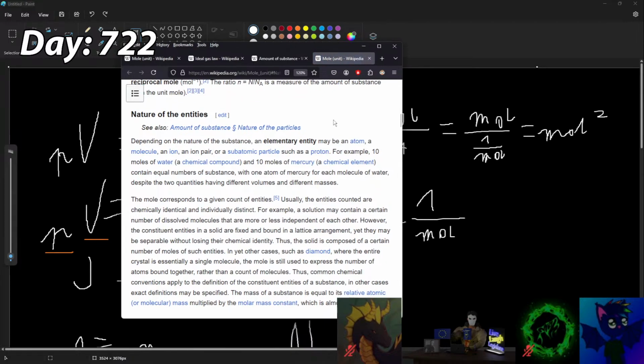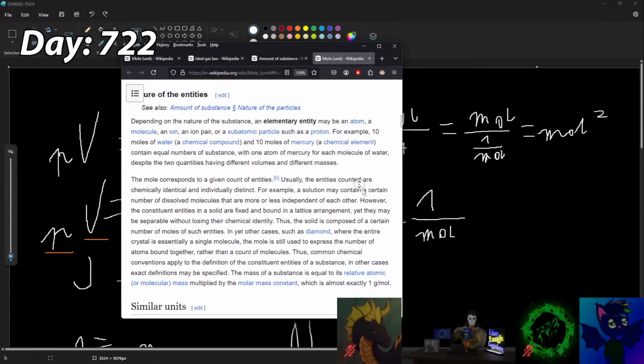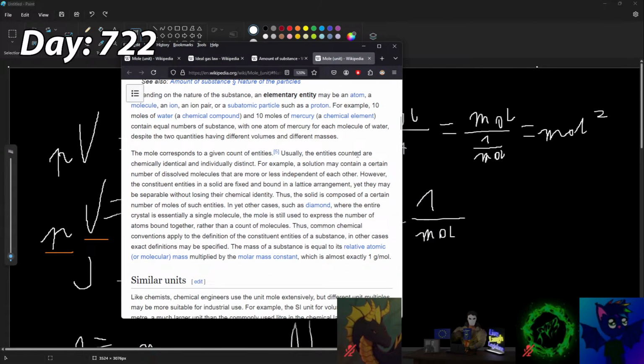Elementary entities. Maybe the definition of elementary entities is what matters. Maybe that's it. Elementary entities may be known as atom, molecule, or ion. First of all, if you start your definition depending on the nature of the substance, you're doing a base SI unit. What do you mean? Okay. For example, 10 moles of water, a chemical compound, and 10 moles of mercury, a chemical element, contain equal numbers of substance, with 1 atom of mercury for each molecule of water, despite the 2 quantities having different volumes and different masses. Alright, first of all, the unit changes meaning depending on what you talk about. That's exactly why we want units, great. But keep going. The mole corresponds to a given count of entities. Usually the entities are counted as chemically identical or individually distinct.